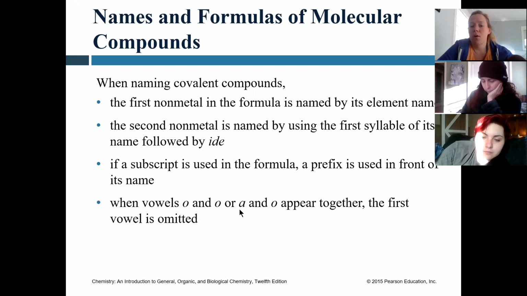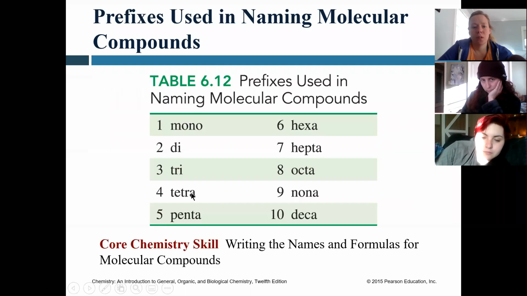When vowels are O and O or A and O, we can drop the first vowel. So here are the prefixes: mono, di, tri, tetra, penta, hexa, hepta, octa, nona, deca. You do want to have those available or know them.